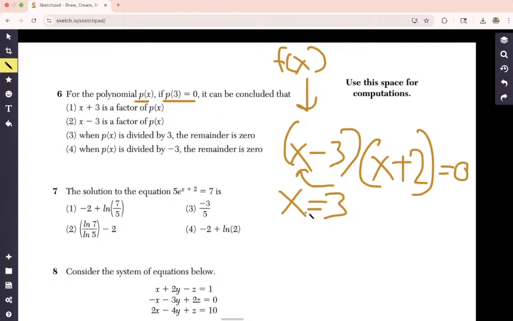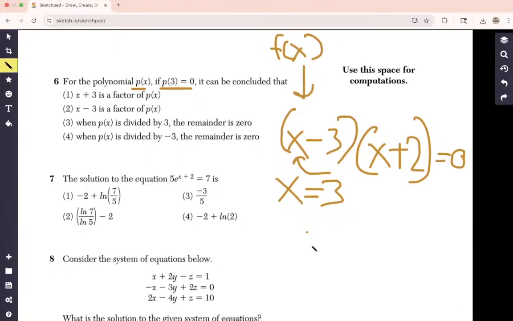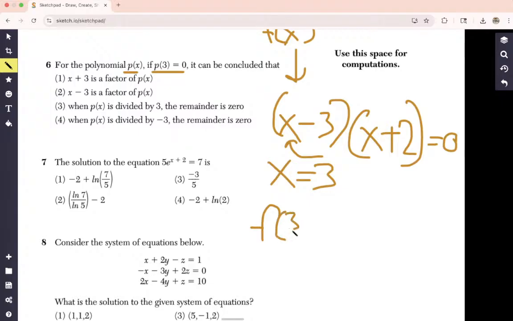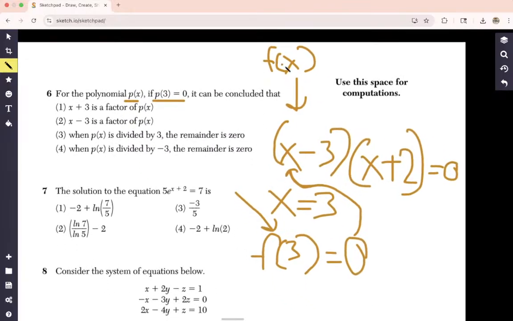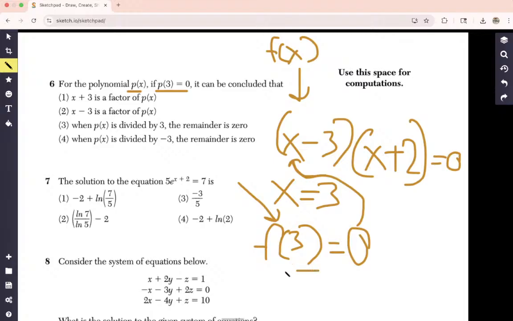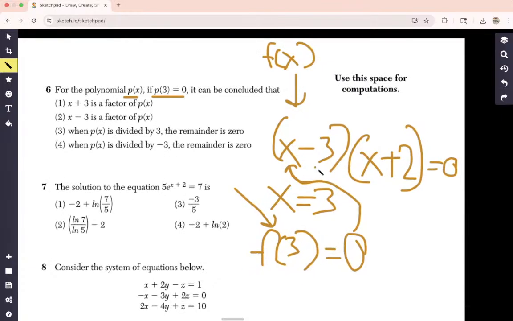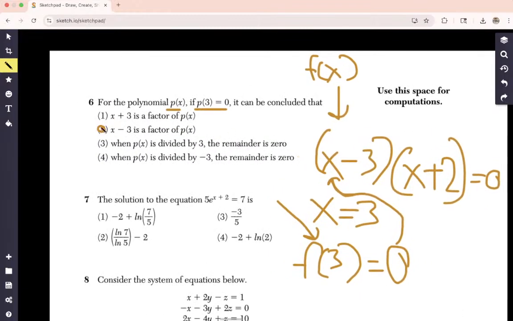So when x is equal to 3, aka f of 3, you're going to get a y value of 0. And that just tells us that x minus 3 is a factor of it. So this is basically the factor theorem. If you have a function f of x, and you find out that f of 3 is equal to 0, that means that x minus 3 has to be a factor, because when you plug in 3, the 3 minus 3 just makes 0, and then you're just going to get 0. So in this case it would just be number 2.